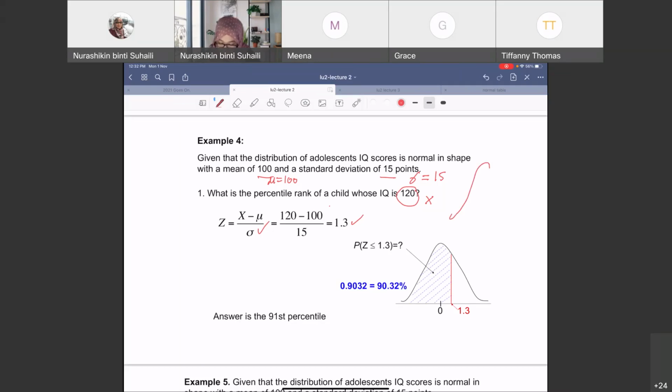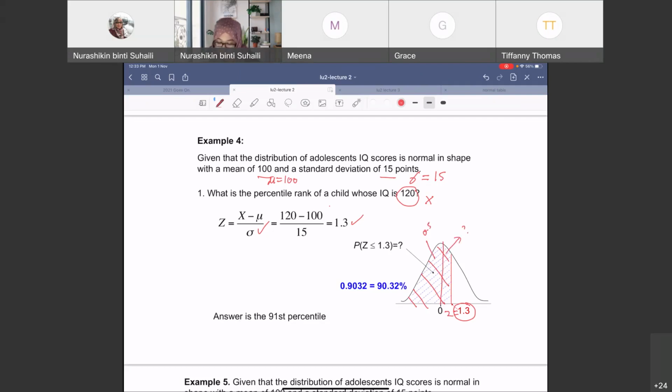Okay, it means this curve. Yeah, so it means that the Z value is here and it covers the whole thing from the left to the right until Z equal to 1.3. Okay, so it means that we need to find what's the area here actually. So here is 0.5 and we have to find what's this one. Okay, so what's this one?